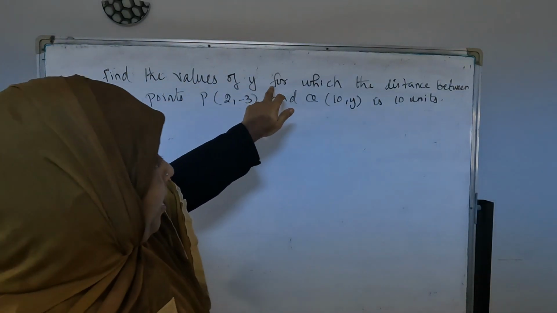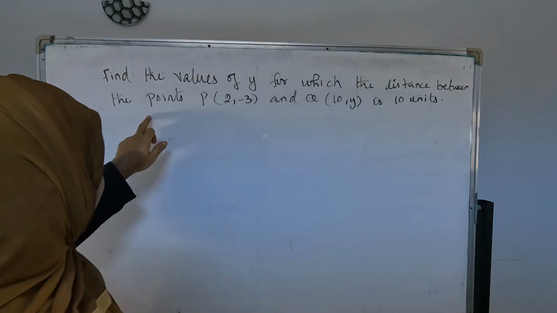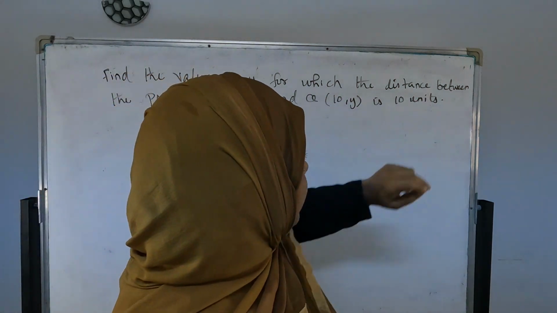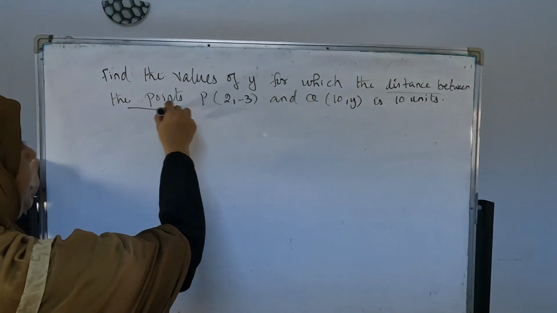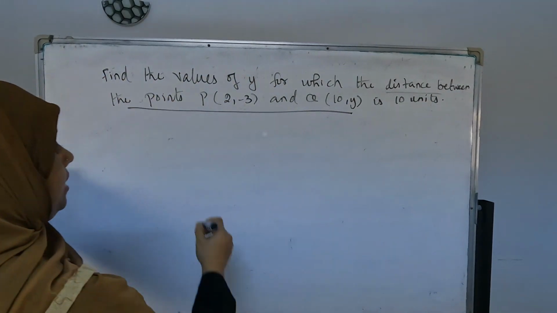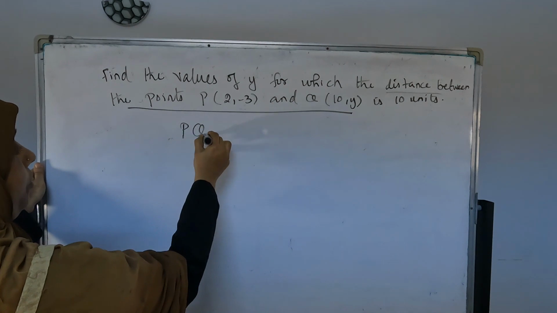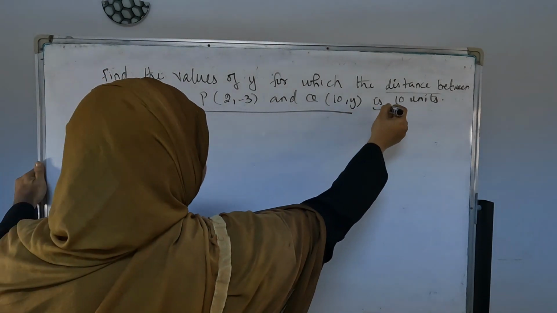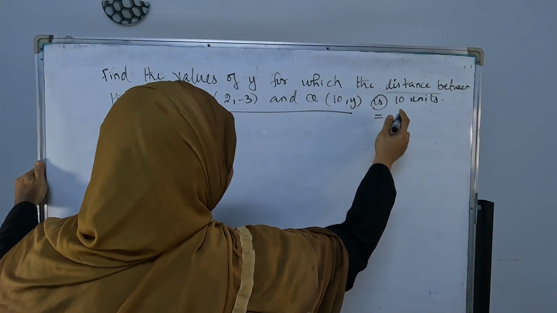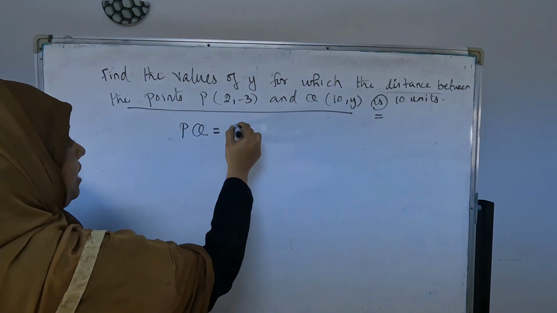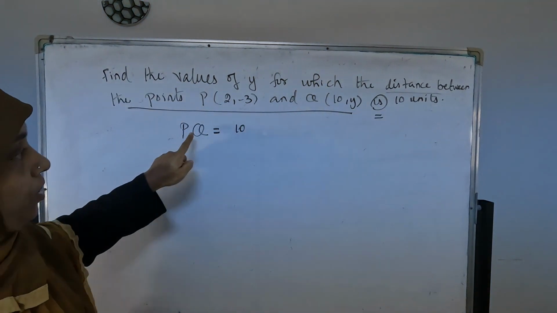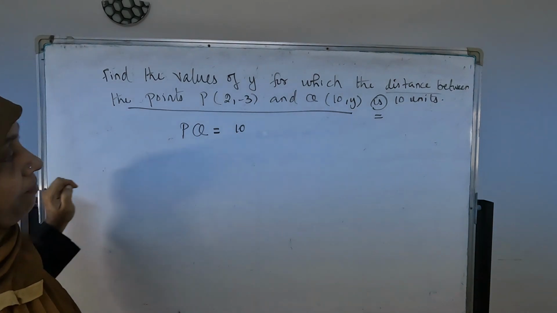Find the values of y for which the distance between the points P and Q is 10 units. That means the distance between the points P and Q. The distance between P and Q mathematically is represented by PQ, so PQ equals 10.